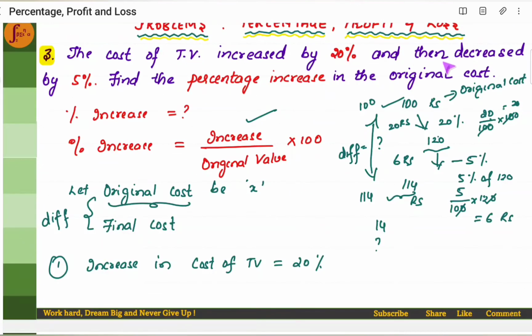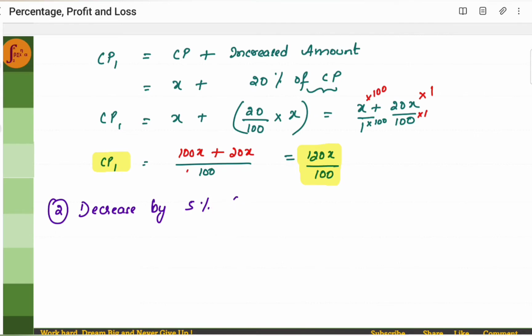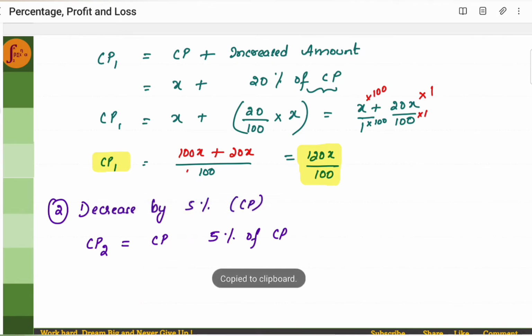Let's find the cost price when it gets decreased by 5%. The second statement. Now we'll take the second step. Decrease by 5%. What decreases? Cost price. So now we'll say CP2. CP2 is cost price minus 5% of CP. It's not plus, it is minus, because it is decreasing. You're decreasing the cost price by 5%. Now what is the cost price here? Cost price is CP1 because you're first increasing it. Once you increase it, the cost price becomes CP1.